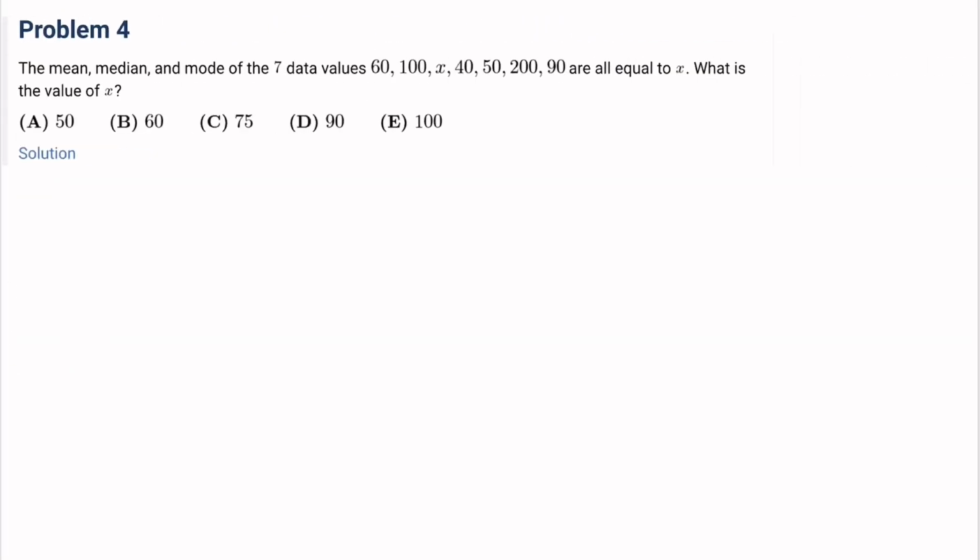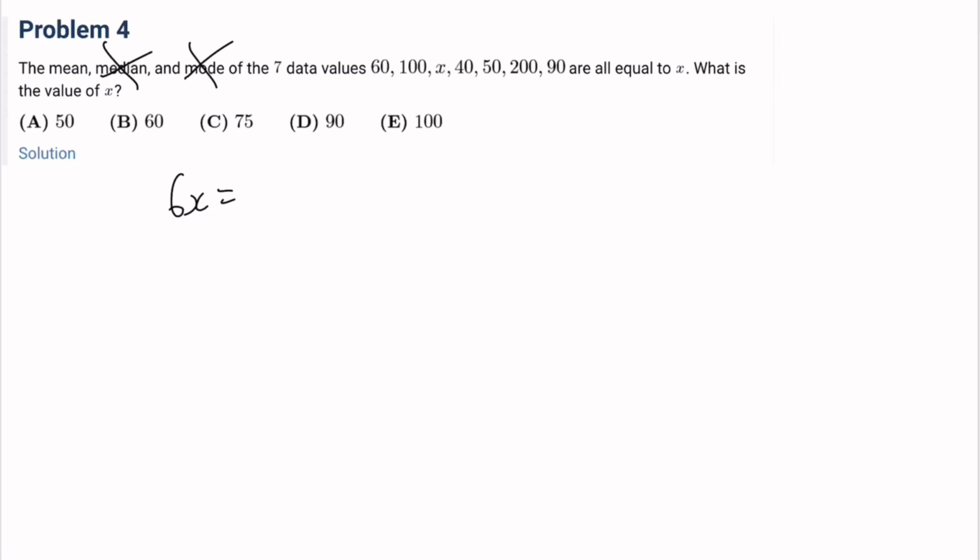Number 4, the mean, median, and mode of the 7 data values this thing are all equal to x. What is the value of x? Okay, so we don't need the median and mode, we just need the mean because that just gives us everything. So the mean is x, so that means 7x equals this thing all together.